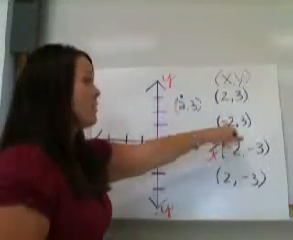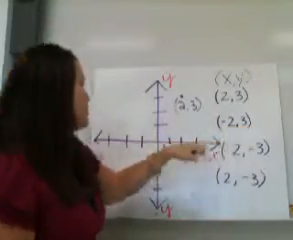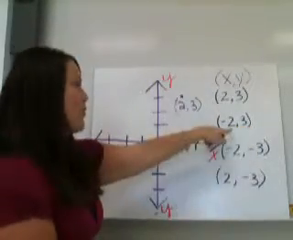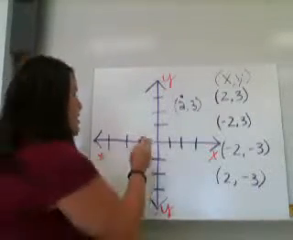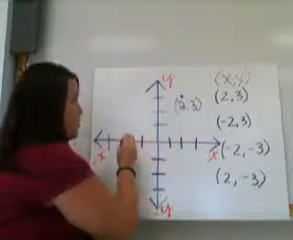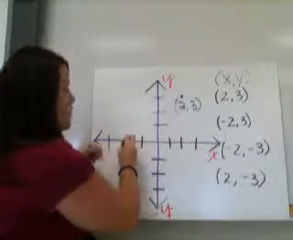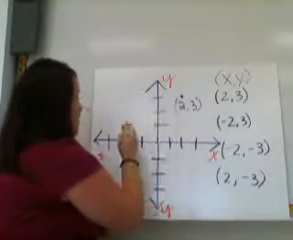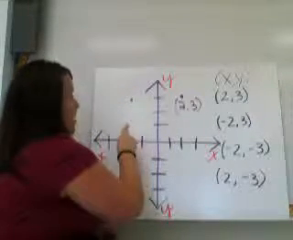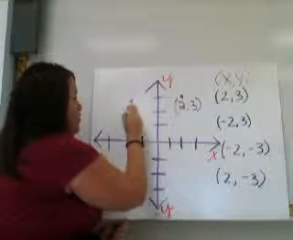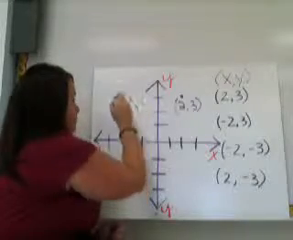Then we're going to do our next point, which is negative 2, positive 3. So we're going to look at our x-axis, and we're going to come to the negative side because our first point is negative. We're going to go over negative 2, so 1, 2, and then our y is positive, so we're going to go up positive 3. 1, 2, 3. Then we'll plot that, and that is negative 2, positive 3.